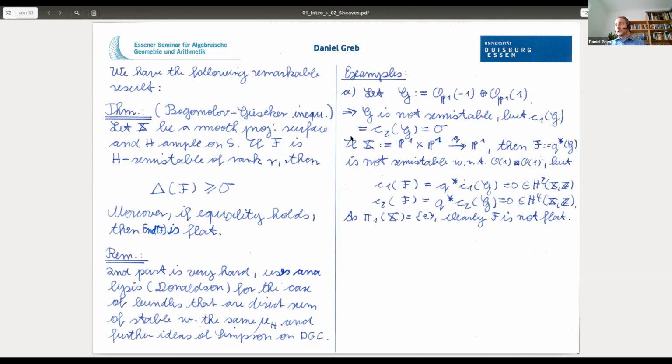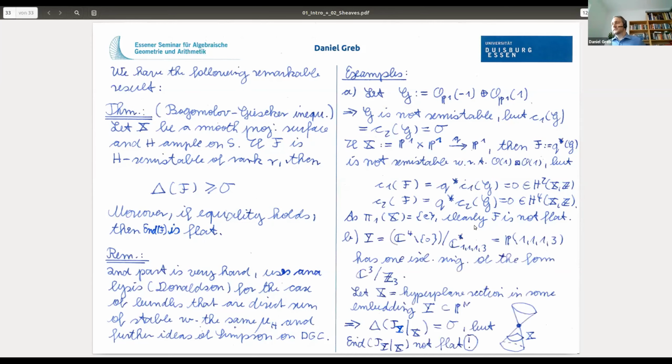Okay, now you take P1 times P1, the product of P1 with itself, and you project to one of the factors, and then you pull back G and you call it F. This is not semi-stable with respect to the natural polarization, but the first Chern class and the second Chern class, by these pullback properties of the Chern classes, are both zero. However, the fundamental group of P1 times P1 is trivial, so this F is clearly not flat, because otherwise it would be the trivial bundle.